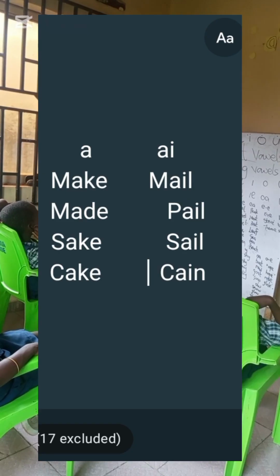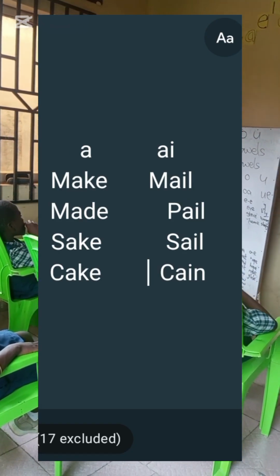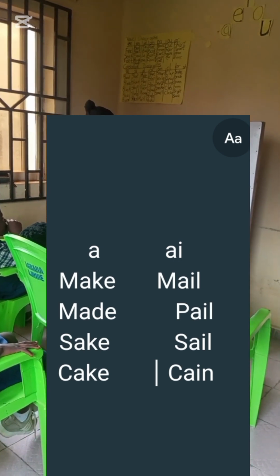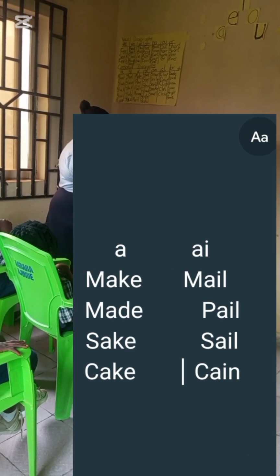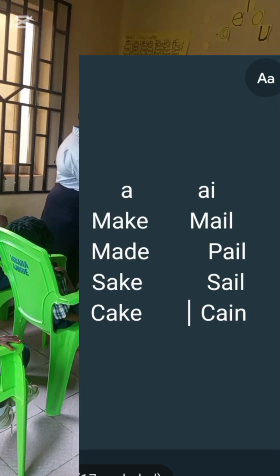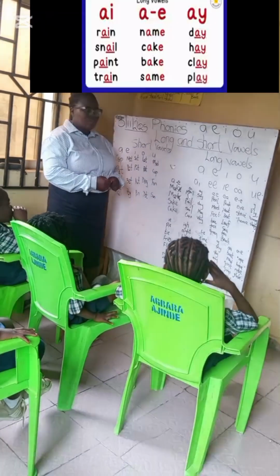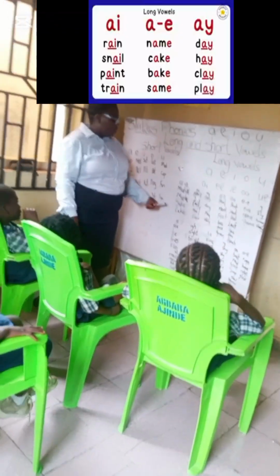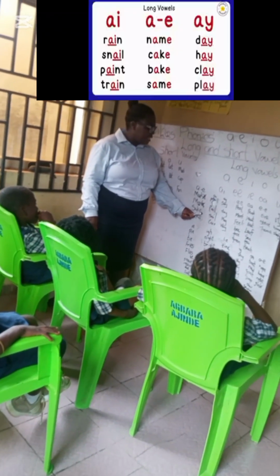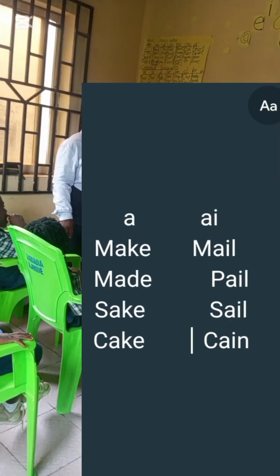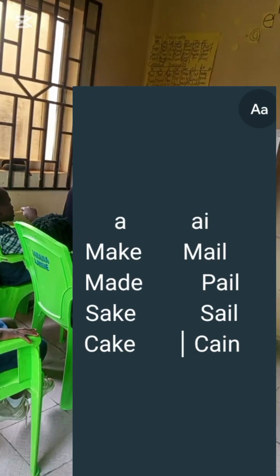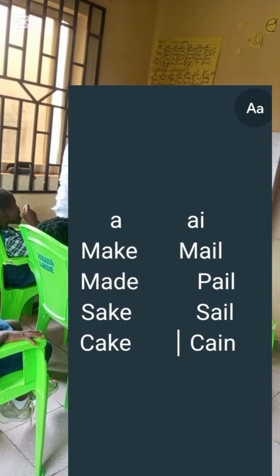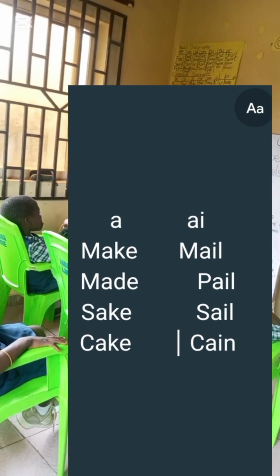We have another example here. Made. Say made. M-A-D-E. Made. The A is your long vowel, while the E is silent. We also have S-A-K-E. Sake. Say sake. The A is your long vowel, while the E is silent. Can you hear the sound of the E? It's not taking any sound.